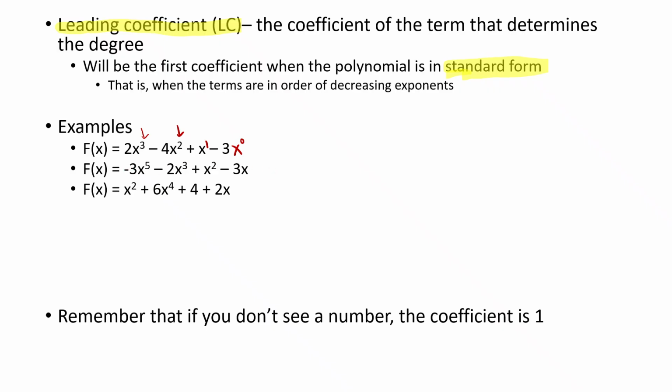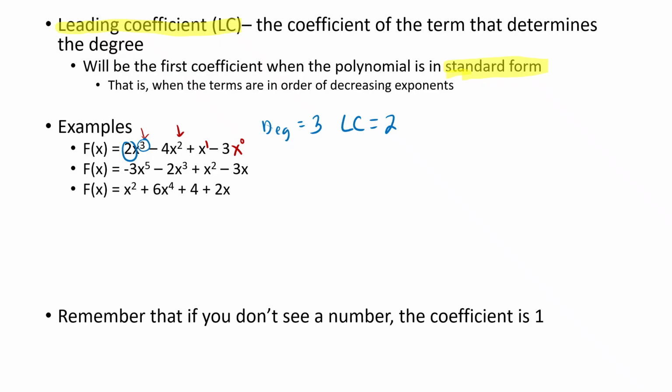And that means that for this one, the degree is 3, and that makes the leading coefficient 2, because your degree and your leading coefficient will be on the same term. So the leading coefficient is the coefficient for the term that determines the degree. If it is in standard form, it is going to be the first coefficient you see.